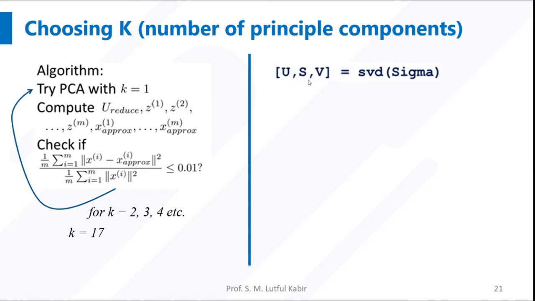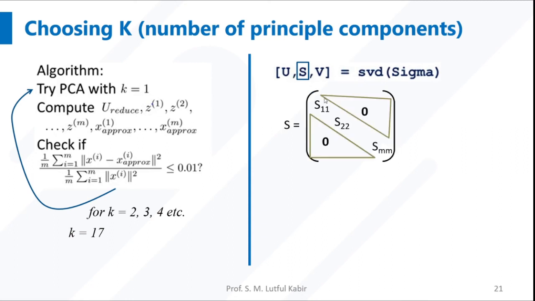You remember in our earlier slide we defined that we have to find the singular value decomposition, which is given by this expression where U, S and V are obtained from this function. The use of U we have already discussed. Now the S matrix is actually a diagonal matrix where S11, S22, etc. are non-zero values, and other than the diagonal elements all are 0.